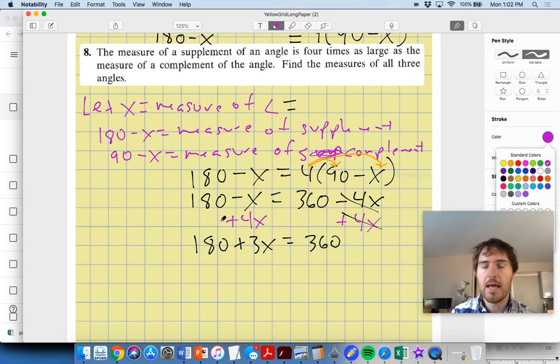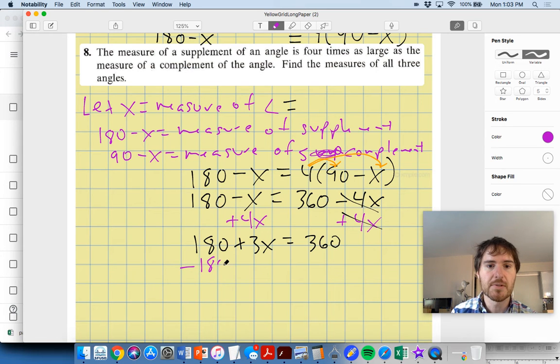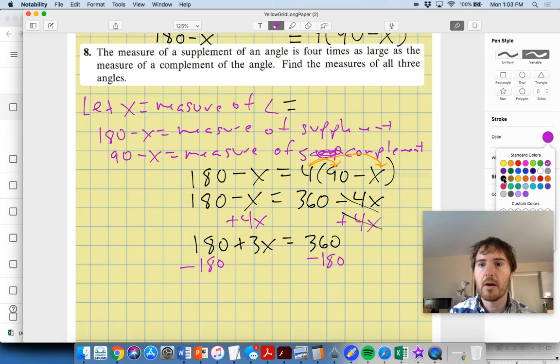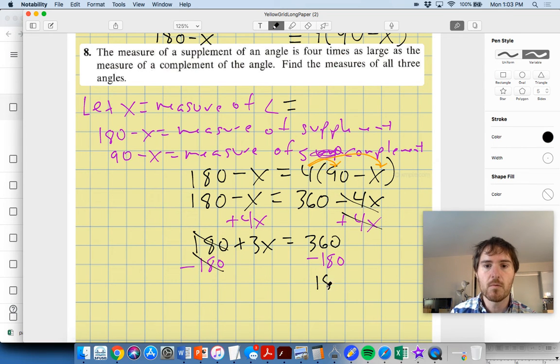Now I can isolate my variable expression. I want to get 3x by itself. That would be the next step to solving an equation like this. So I'll get rid of that 180. Inverse operation right there: I will subtract 180 to make a 0. 360 minus 180 is going to equal 180. And then we have 3x here.